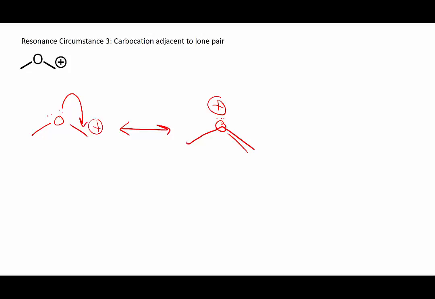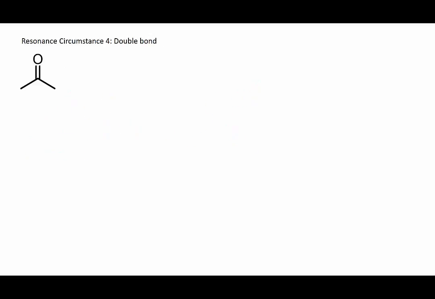So, are we minimizing charge in this example? Yes, we're spreading the positive charge out between 2 elements. Which one of these two resonance contributors is major, though, is going to be this one. Why? We put the positive charge on carbon rather than the electronegative oxygen.